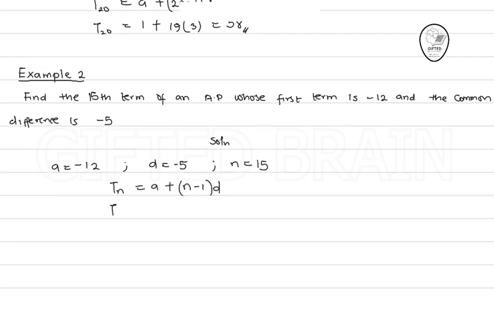Your T15 will simply be A, which is minus 12, plus open bracket, we would have our n, which is 15 minus 1, close bracket, multiplied by the D, which is minus 5. So at the end of the day, we will have minus 82. This is our final answer. Let's take example 3 now.